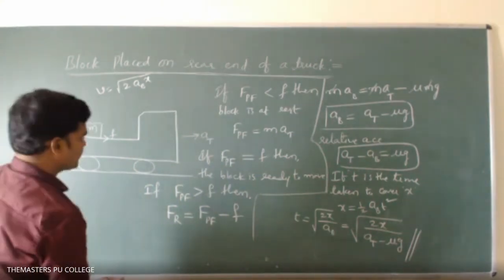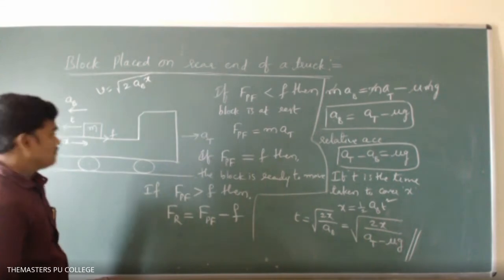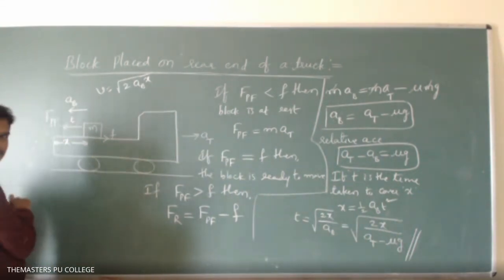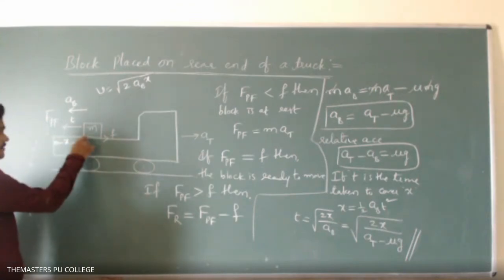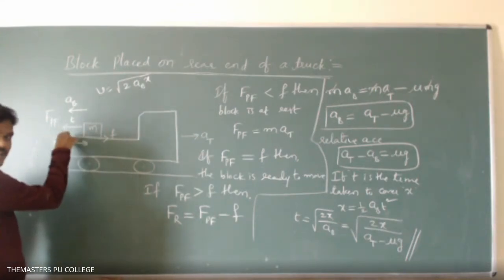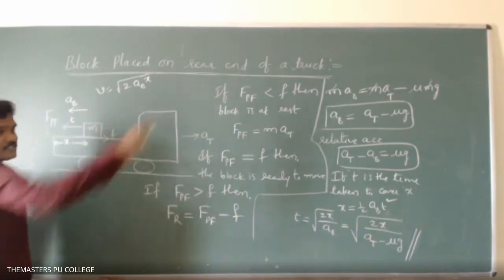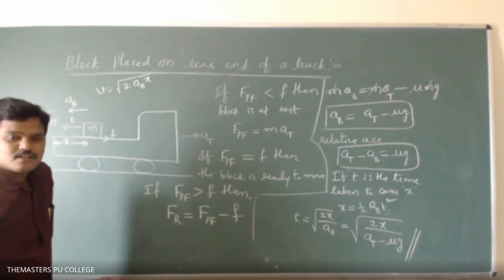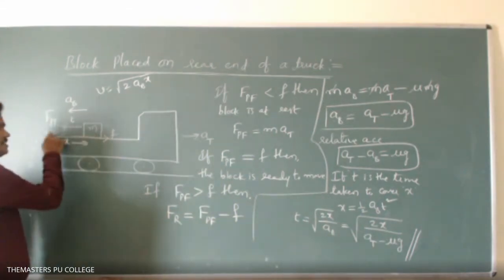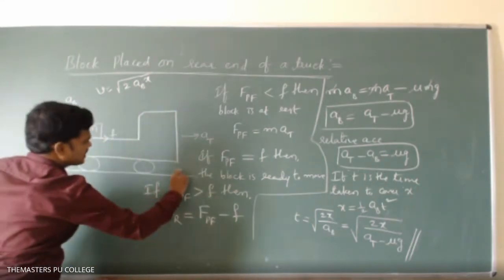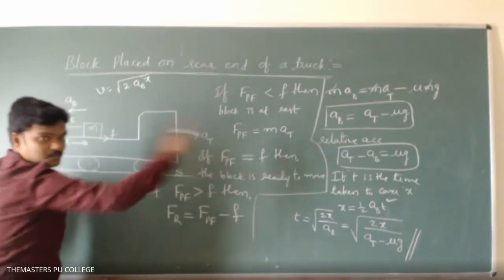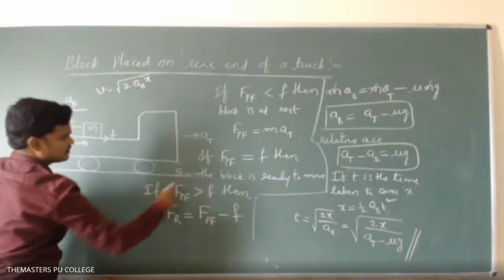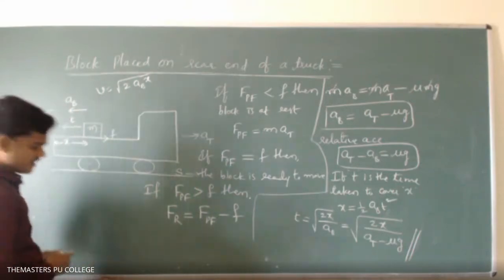And observe one more important point. When the block leaves the truck, once the block moves backward, in this time interval the truck also covers some distance, or not? Will the truck cover some distance or not? Yes. Once the block comes here, in this time interval the truck also covers some distance s in the forward direction. Let us find what that s value is.